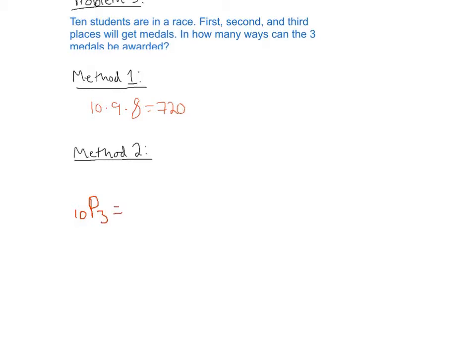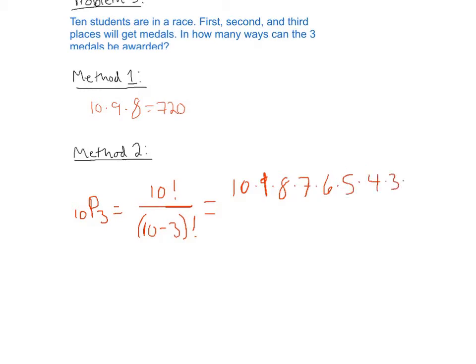So the way we would set that up, it'd be n factorial over n minus r, or 10 factorial over 10 minus 3 factorial. So now let's see how this works. We have 10 factorial, which is 10 times 9 times 8 times 7 times 6 times 5 times 4 times 3 times 2 times 1.